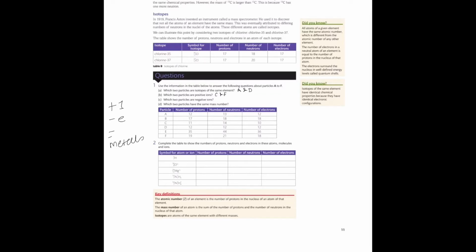Which two particles are negative ions? Okay, so same concept as GCSE, but here we're going to be gaining an electron, so now we have an extra negative charge, and that's what's going to give the negative ion. So we're going to have to look for an electron number that's higher than the proton number. So once again, 12, 12, no; 17, 18, yes, so B is one. 11 and 10, no. 12 and 12, no. 35 and 36, yes. 19 and 18, no. So we've got B and E as the answers.